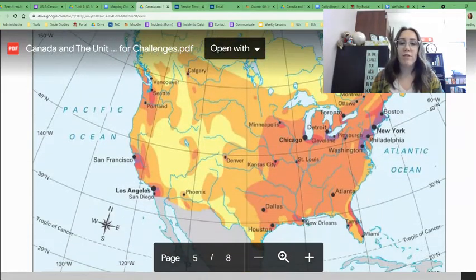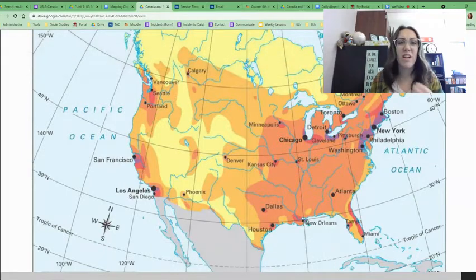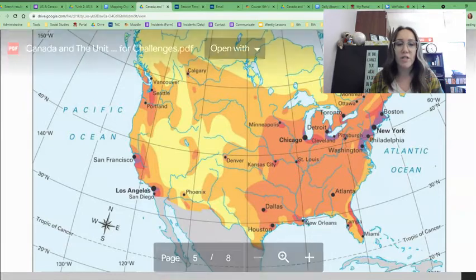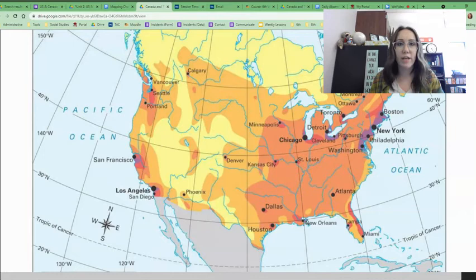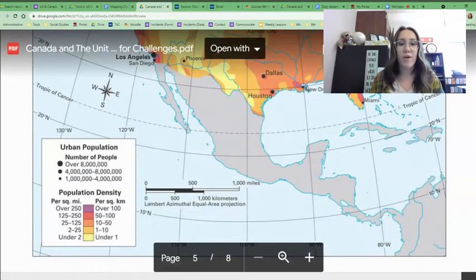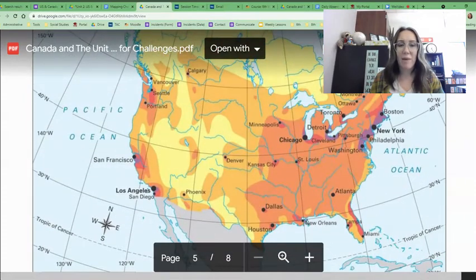You're going to see these purple areas that are very high in population density, very dense, near big cities like Boston, New York, Philadelphia, Washington, D.C., San Francisco, and Los Angeles. Those are very heavily, highly crowded cities. However, you will notice that these yellow areas are not very densely packed.